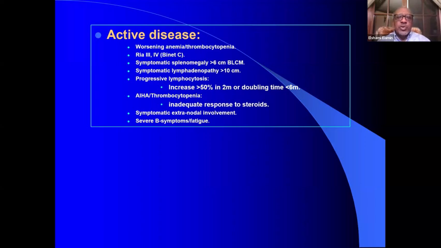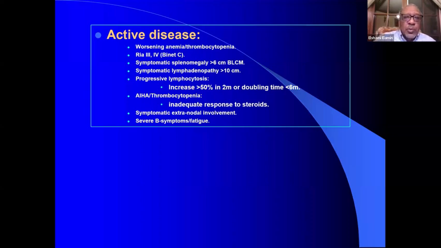Patients who do not respond to steroids, of course, for the autoimmune indication, symptomatic extranodal involvement, blockage to the kidney or airways, severe B symptoms, even severe fatigue affecting quality of life. I'm going to repeat them 3 times. So this is what active disease means.